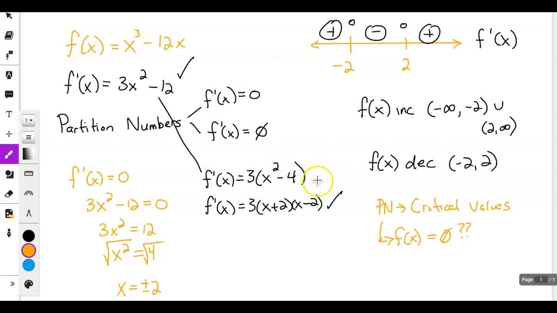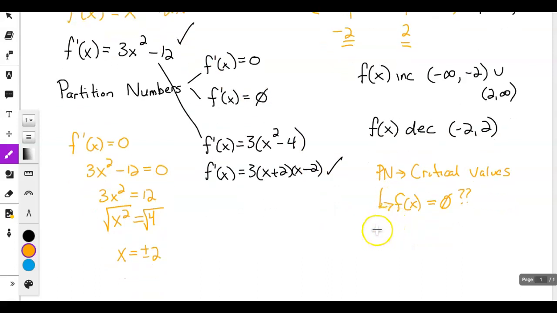So what you're going to do right now is take -2, plug it back into the original, take 2, plug it back into the original, and just make sure you're not dividing by 0. And in neither case are we dividing by 0, so that means that both of my partition numbers are critical values.